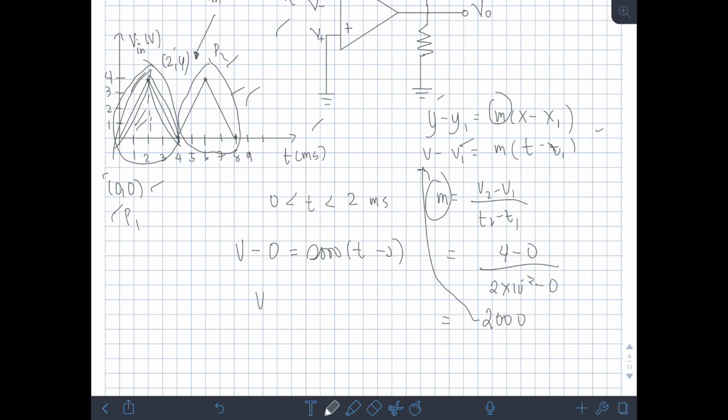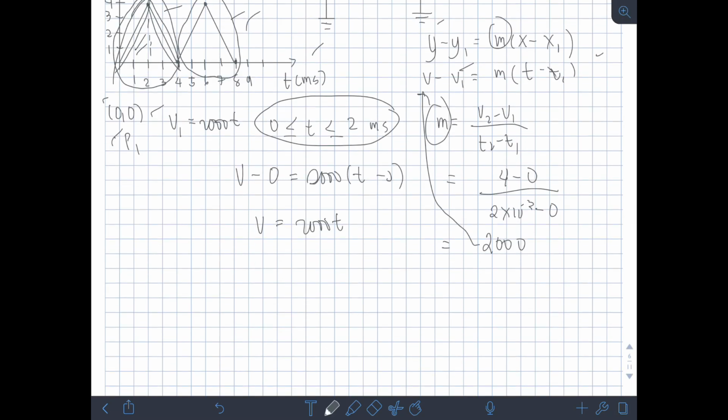So, we have v is equal to 2,000t. So, ito yung equation ng waveform natin, at duration, 0 is less than t is less than 2. Okay? So, inclusive to. So, we have v1 is equal to 2,000t. Okay? So, sulat ko dito, v in is equal to 2,000t when t is in between 0 and 2 millisecond.